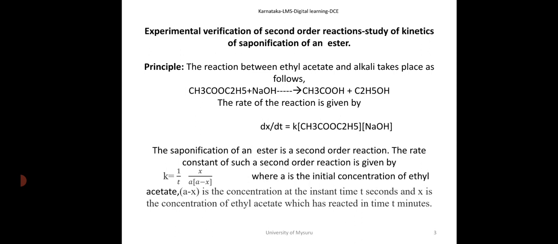The rate constant of such a second order reaction is given by K is equal to 1 by t into x divided by a into (a minus x), where a is the initial concentration of ethyl acetate, a minus x is the concentration at the instant time t, and x is the concentration of ethyl acetate which has reacted in time t minutes.